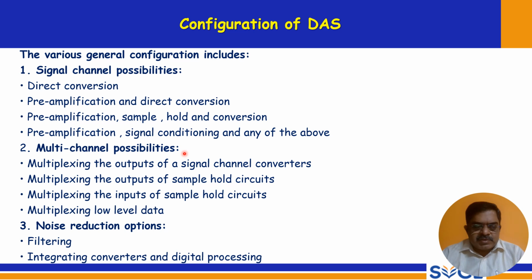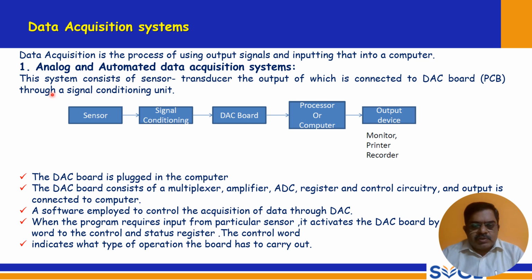Multi-channel possibilities: multiplexing the outputs of single channel converters, multiplexing the outputs of sample hold circuits, multiplexing the inputs of sample hold circuits, multiplexing low level data, and also you require noise reduction options, filtering, integrating converters and digital processing. So these are the stages you can see here.